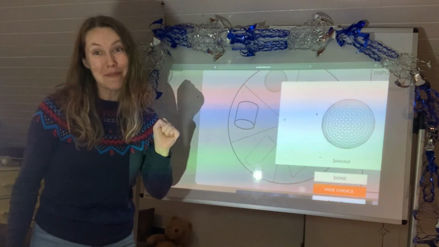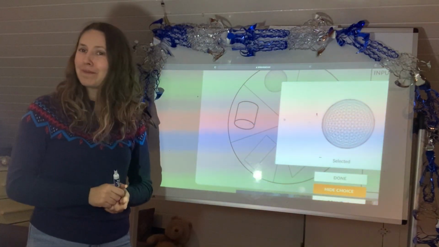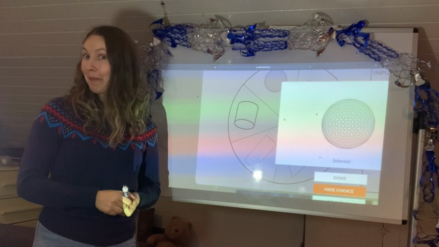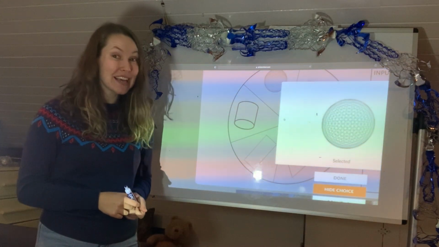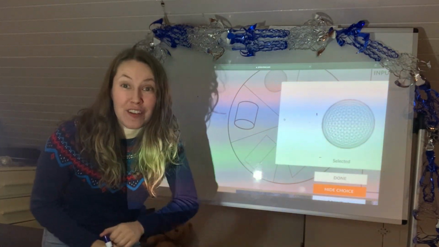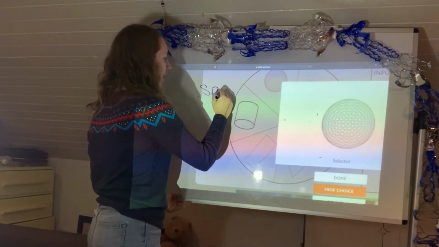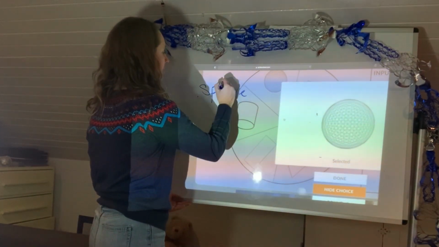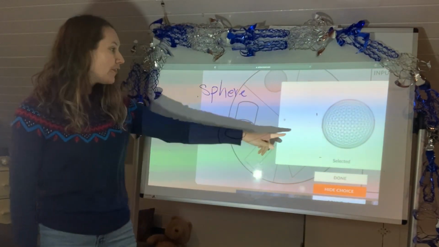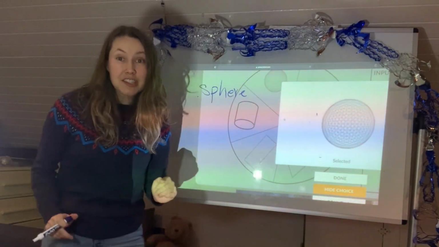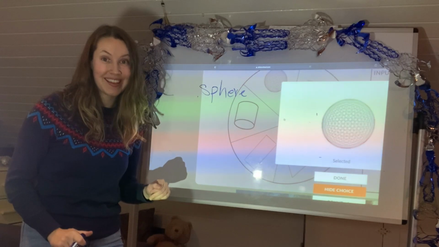Okay, tell me about this shape. What is it called? Might be a tough one. It's a sphere. Sphere. A sphere. It's some interesting spelling. Sphere. Now, is this a flat shape or a solid shape?